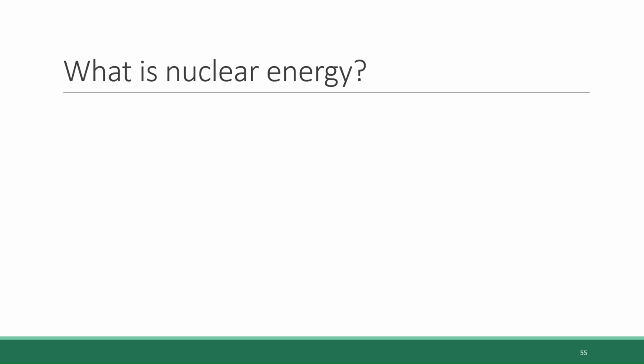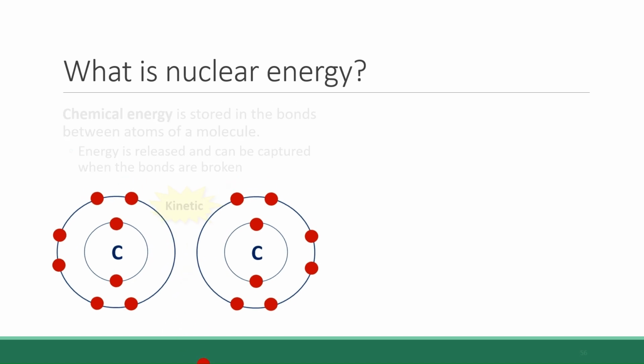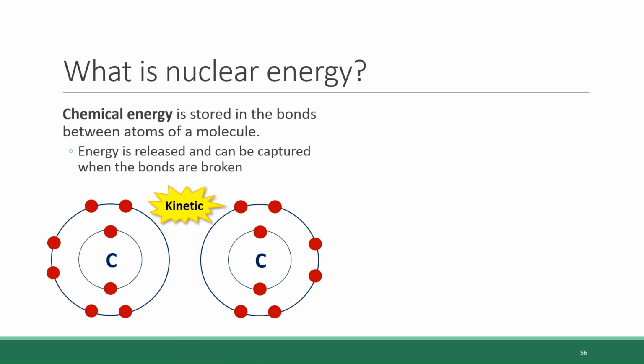In this final section, we'll be looking at another very different type of non renewable energy, which is nuclear energy. And a helpful way to understand nuclear energy is to contextualize it in relation to chemical energy, which we have talked about several times in this class. Chemical energy is a type of stored potential energy that is contained within the bonds between atoms of a molecule. That energy is released and can be captured when the bonds are broken, of course.